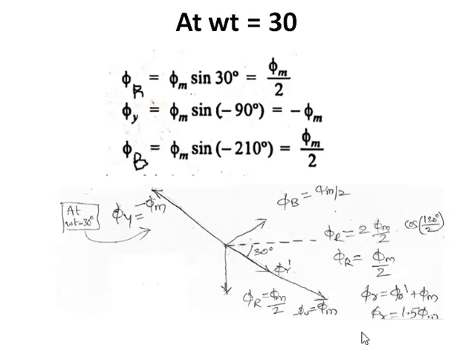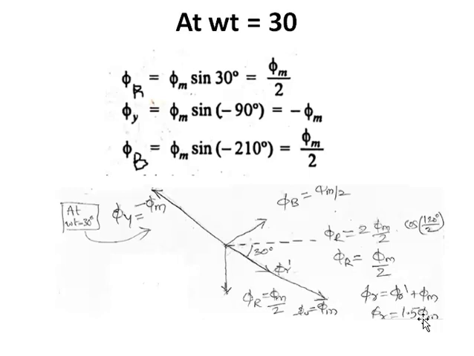Now what would be the resultant flux? The resultant flux phi r is equal to phi r dash, what we calculated, plus phi m, both in the same direction. So phi r is equal to 1.5 phi m. You can see that by adding all these three vectors, we get the magnitude as 1.5 phi m. So the magnitude remained the same. When omega t is equal to 0, the magnitude was 1.5 phi m. But what has changed is the direction of the resultant vector. The resultant vector is now in this direction with the magnitude of 1.5 phi m, and the angle is 30 degrees.